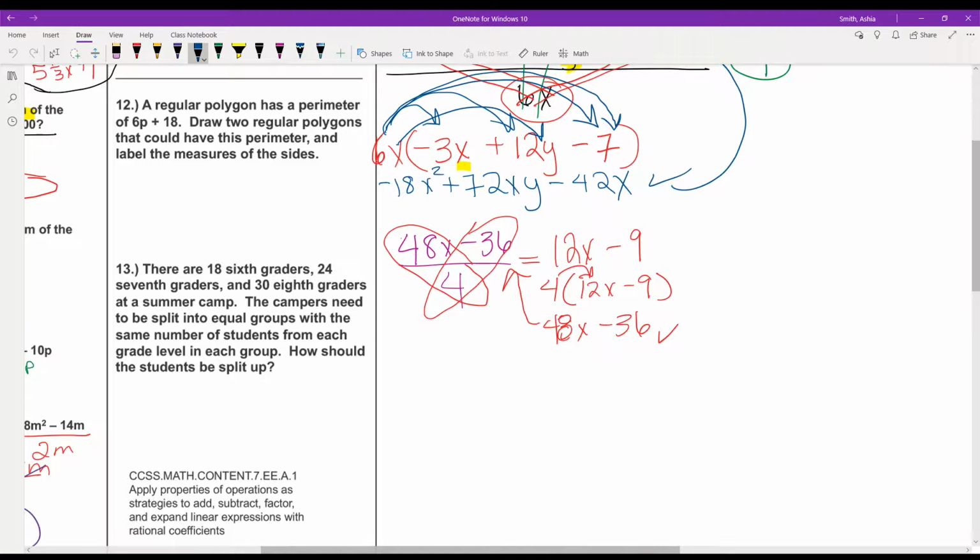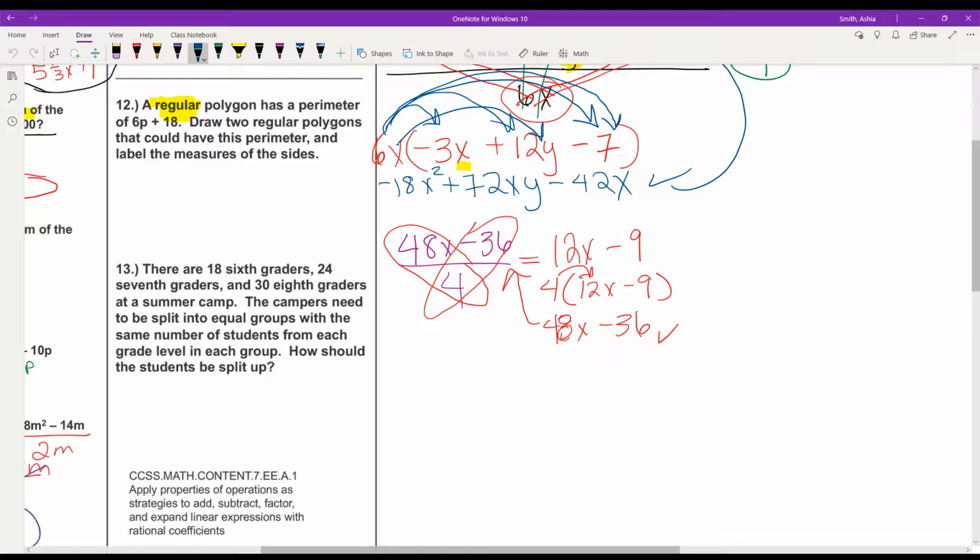The next one, number 12. Number 12 states that a regular polygon has a perimeter of 6p plus 18. We know that the perimeter is the measurement around the polygon. A regular polygon, the word regular just means that all the sides are the same. They're all congruent. They're the same size. They're equal. Draw two regular polygons that could have this perimeter and measure and label the measures of the sides.